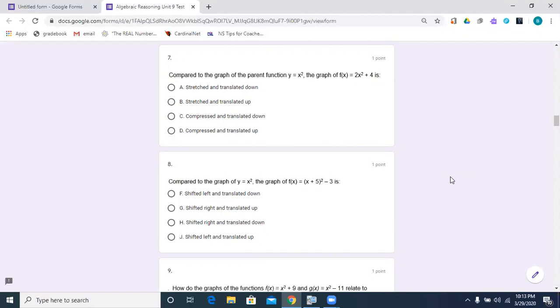Number 7. Compared to the graph of the parent function y equals x squared, the graph of f of x is equal to 2x squared plus 4 is A, stretched and translated down, B, stretched and translated up, C, compressed and translated down, D, compressed and translated up.